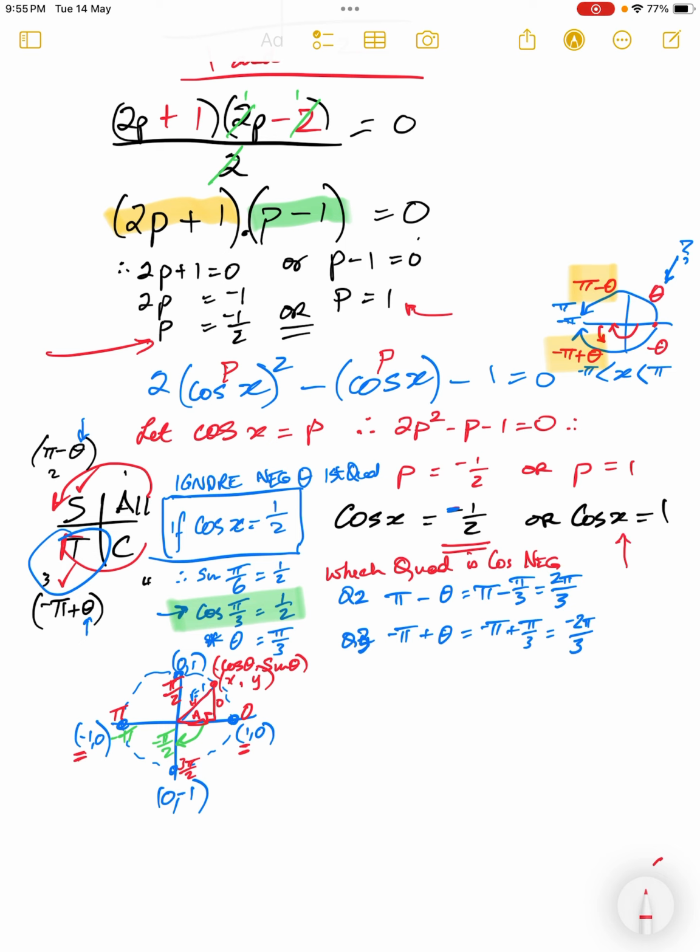So here, since cos of 0 equals 1, therefore x is 0. So we've got 3 answers. Our solution set is that x could be 2 pi over 3, x could be negative 2 pi over 3, and x could be 0. And they are your 3 solutions for part B.